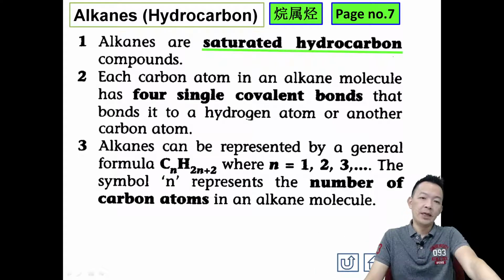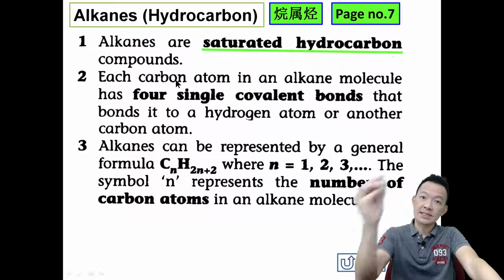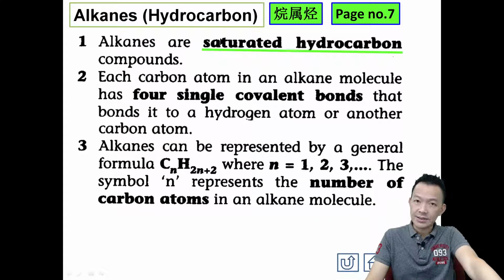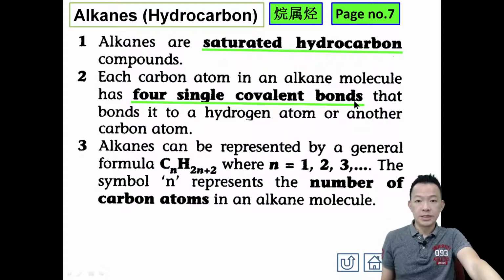Why? Simple. Because each carbon atom in the alkane molecule has 4 single covalent bonds. 对不对？它们 share 一粒 electron, share electron. You have to understand in the last video 啦。So why saturated? Because carbon atom in the alkane molecule has 4 single covalent bonds. That bond it together with the hydrogen atom and another carbon atoms. 它们已经有饱和的 4 single covalent bonds, so that's why they are saturated.